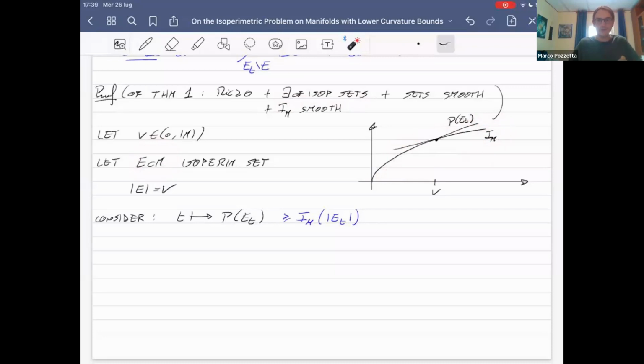That's why it was so important in the classical proof. Because once I get an isoperimetric set, I do this argument and I take a variation, right? A variation of the isoperimetric set. I will differentiate eventually the perimeter along this variation. And since the two functions touch, I will get information on derivatives of I_M.